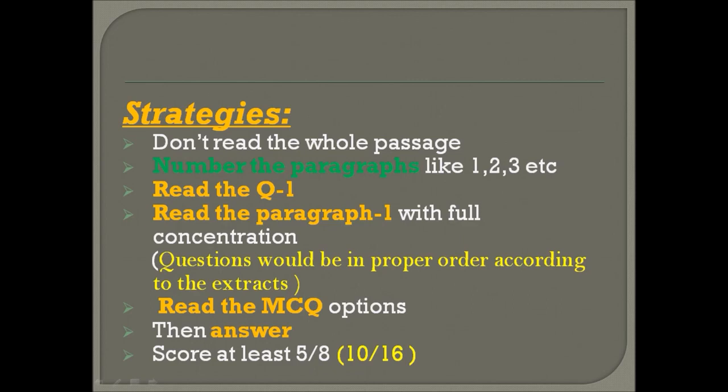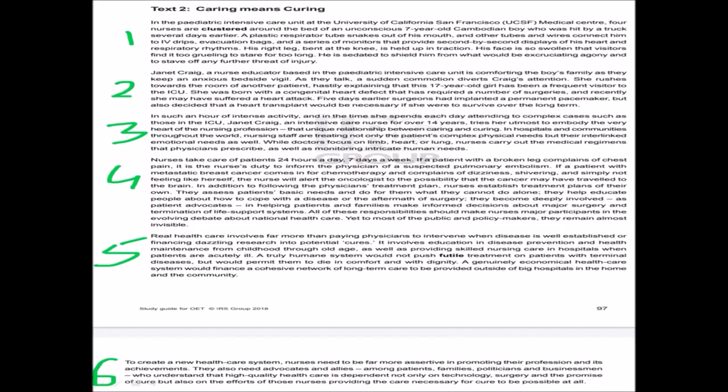What is the strategy? Number the paragraphs, then read question number 1, then read paragraph number 1, then read the MCQ options and then answer. In this way you can score well in reading part C. You should score at least 5 out of 8 or 10 out of 16 in part C. You can easily understand what I was saying to you.